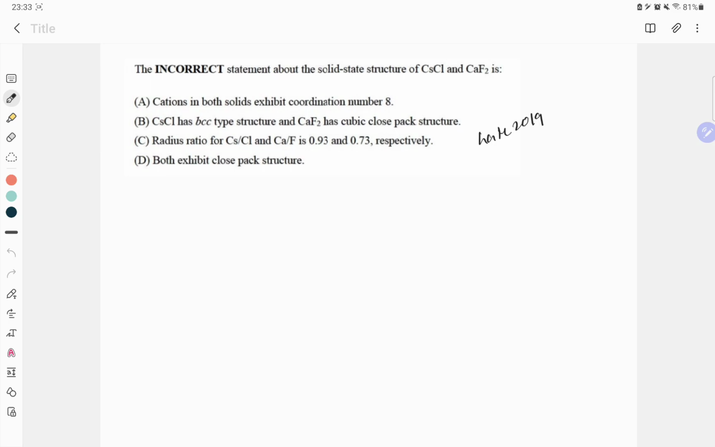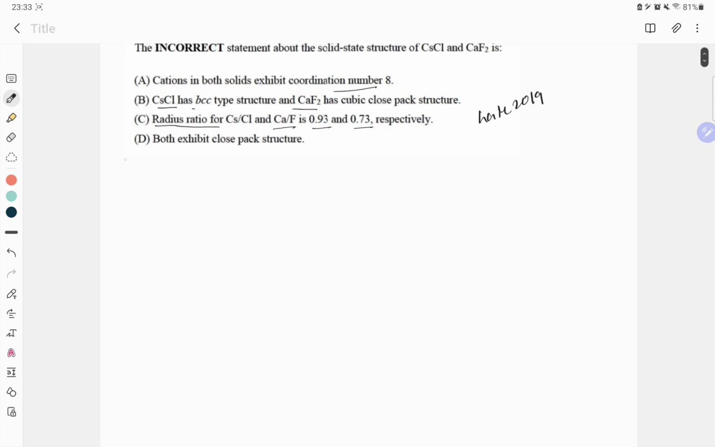So, this question asks for the incorrect statement about the solid state structure of CsCl and CaF2, that is calcium fluoride. To do this question we have to know the radius ratio rule, because some options ask about the radius ratio of CsCl and CaF2, the structure, and the coordination number as well. So what is the radius ratio rule?